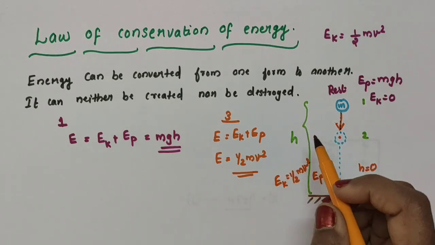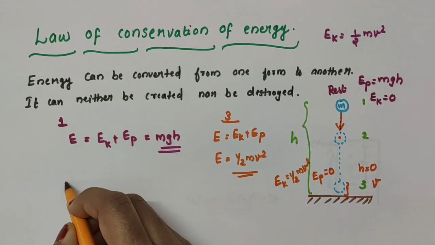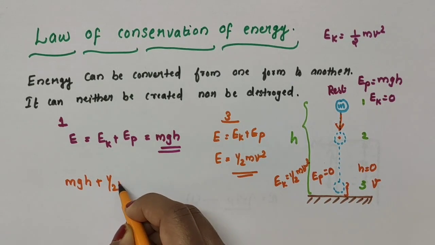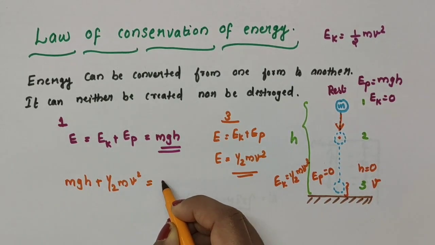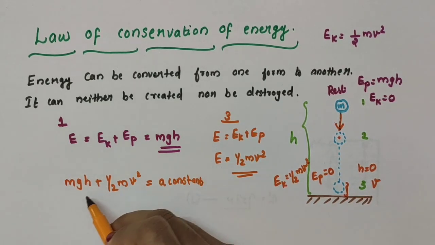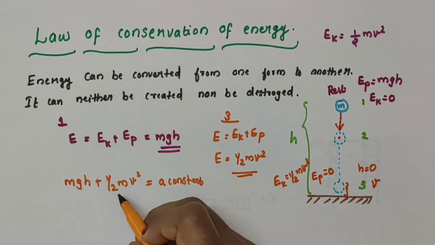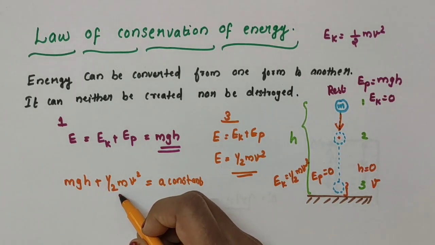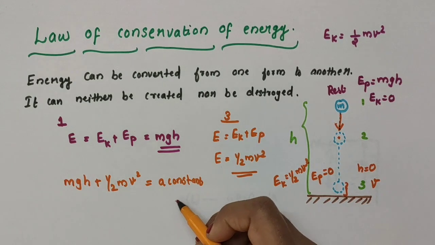So, we can write mgh, potential energy, plus kinetic energy, half mv square. This remains a constant. That is, the sum of kinetic energy and potential energy of an object is called its total mechanical energy. So, its total mechanical energy remains a constant.